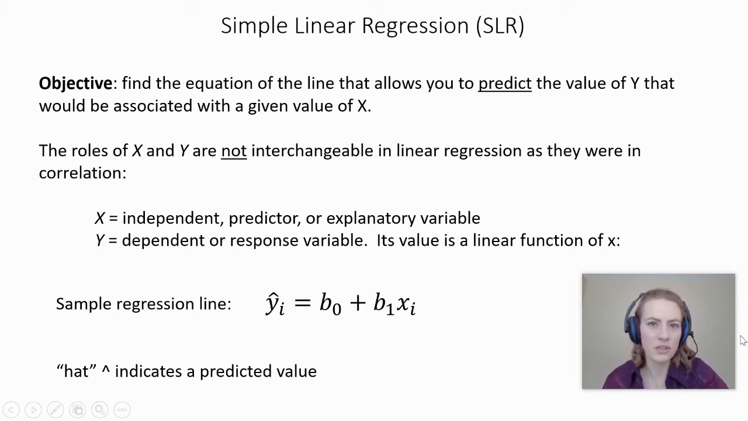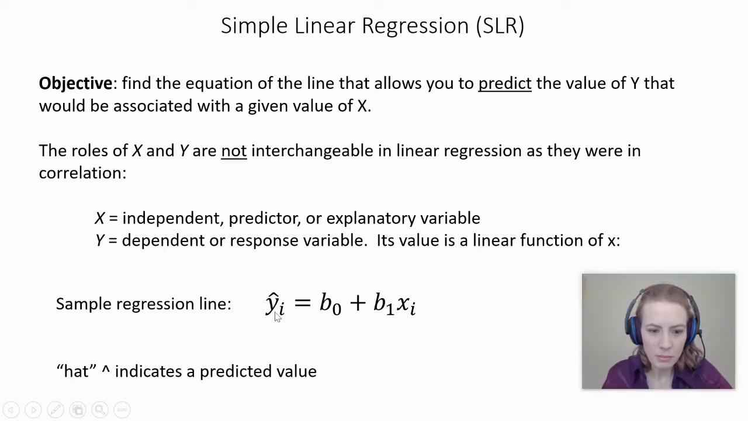Now, unlike correlation, where it didn't really matter which variable was x and which was y, they were treated equally, in linear regression that distinction is very important, because due to the nature of how the line is fit, we can only predict y. We cannot predict x. So x, there's a few different terms for this. Some people call it the independent variable, predictor variable, or explanatory variable. And y is usually called the dependent or the response variable.